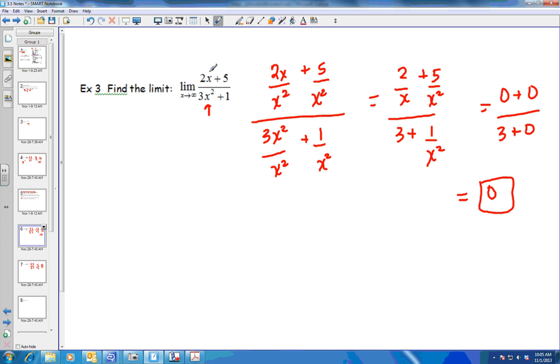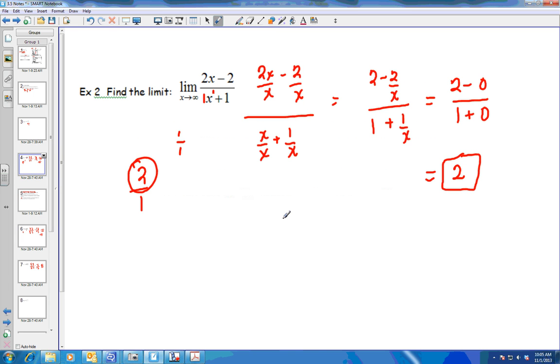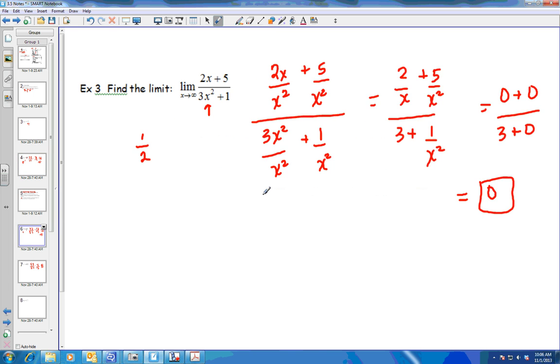Okay, the degree of my numerator on example 3 is 1. The degree of my denominator is 2. So on my steps, this is rule number 1. The degree of the numerator is less than the degree of the denominator. So I automatically know that the limit is equal to 0, which is what we got. Okay, so if you can tell just by looking at the degrees, then you can just write down your answer. If you forget the rules for the degrees, then you have to do it this way.